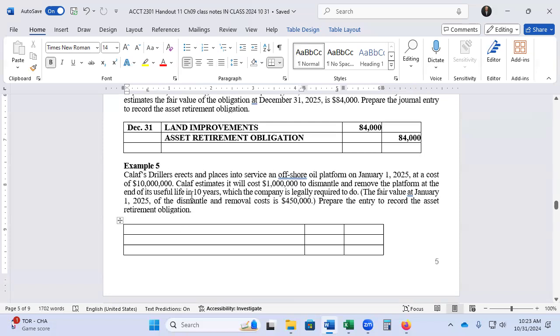Okay. Number 5, Caliph Drillers erects and places into service an offshore oil platform on January 1, 2025 at a cost of $10 million. It estimates $1 million cost to dismantle and remove the platform at the end of its useful life, which the company is legally required to do. The fair value at January 1, 2025 to dismantle and remove is $450,000. So here again, we're going to debit oil rig, that's the asset, for $450,000. And then we're going to credit asset retirement obligation for $450,000.